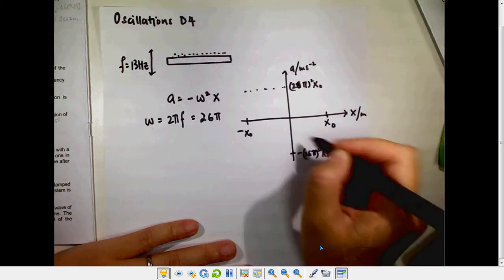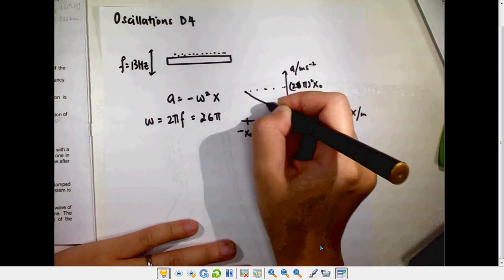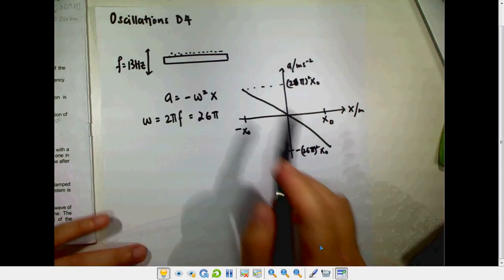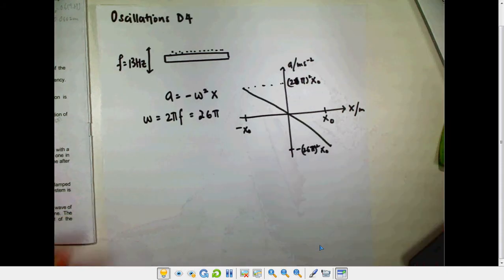and the graph will look like that. It's a straight line graph passing through the origin and with all the points labeled correctly.